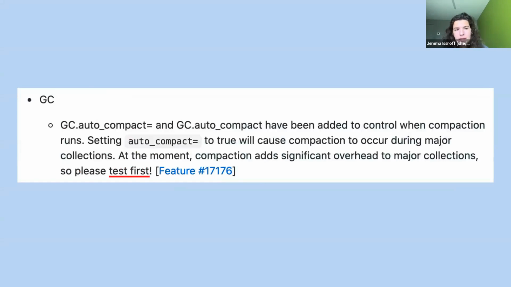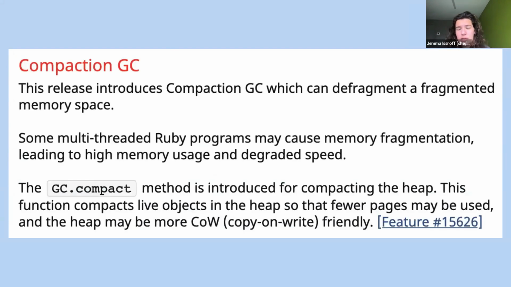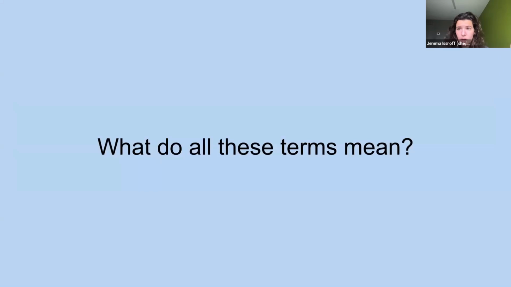Okay, so to go back to this little snippet from the Ruby 3 release, the test first. If we look at what it's talking about, it's talking about compaction here. And so if we zoom back out to the Ruby 2.7 release, that was the one that introduced compaction. And it introduced it with a whole bunch of terms, right? Memory space, memory fragmentation, the heap, pages, copy on write friendly. What do all these terms mean?